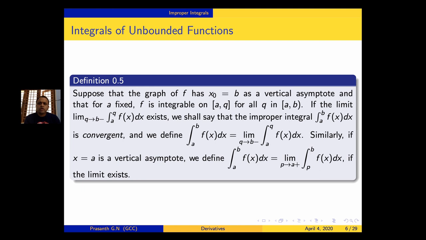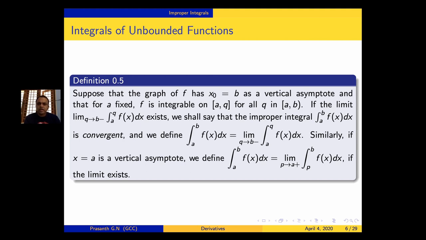Let us see how we will discuss the integrals of unbounded functions. Suppose that the graph of f has x equal to b as a vertical asymptote. That means the tangent at infinity is parallel to the y-axis. And that for a fixed a, the integral exists on the closed interval [a, q] for all q in [a, b).